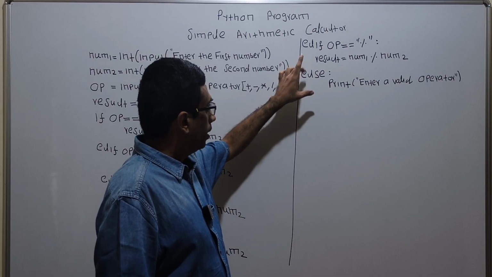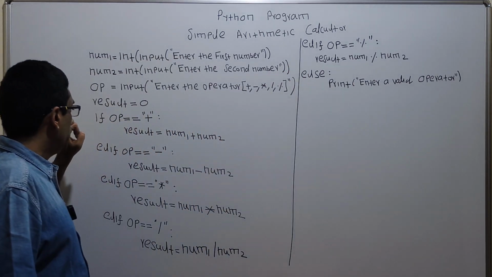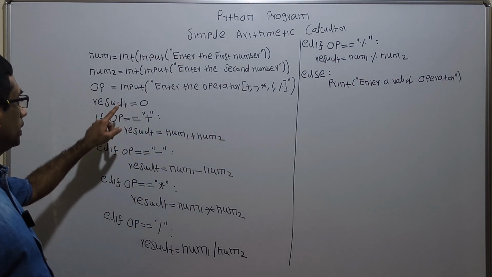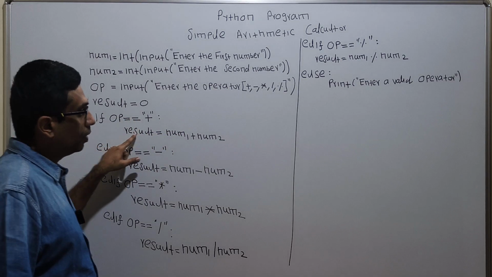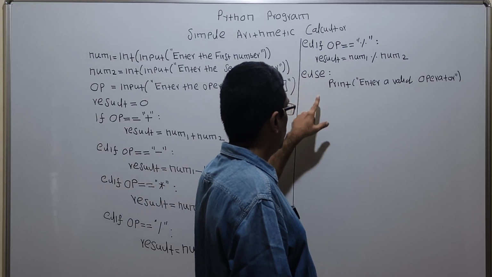So at a time, only one block will get executed. If this condition is true, this block will get executed, and control will come out of the entire structure, that is, after the else statement.